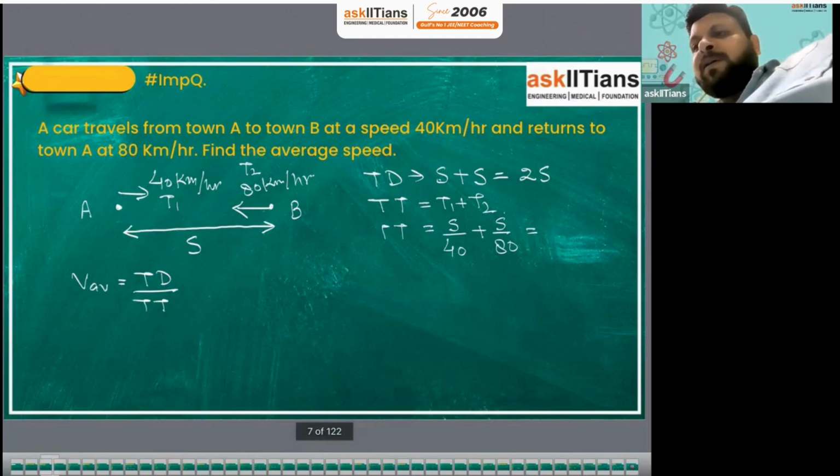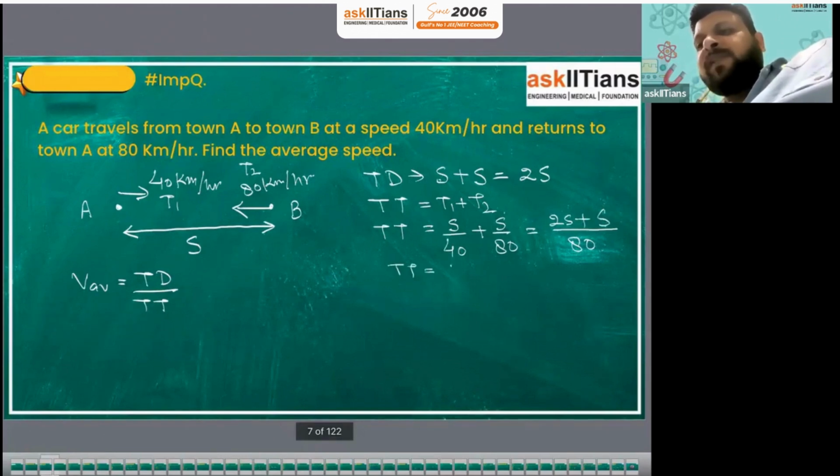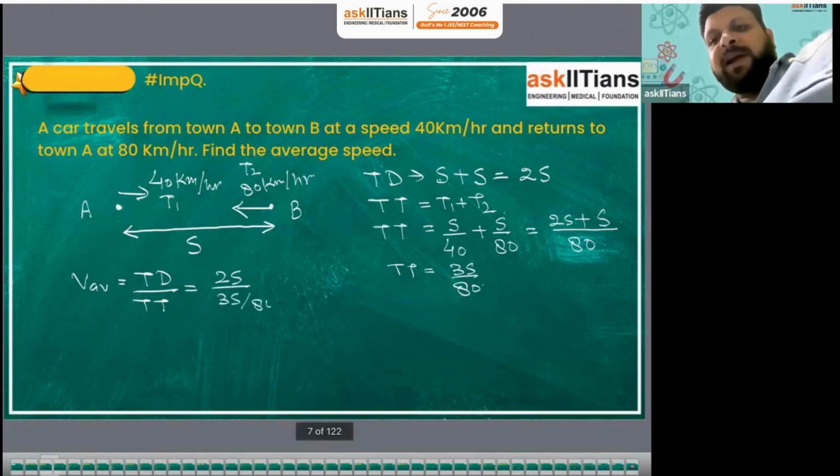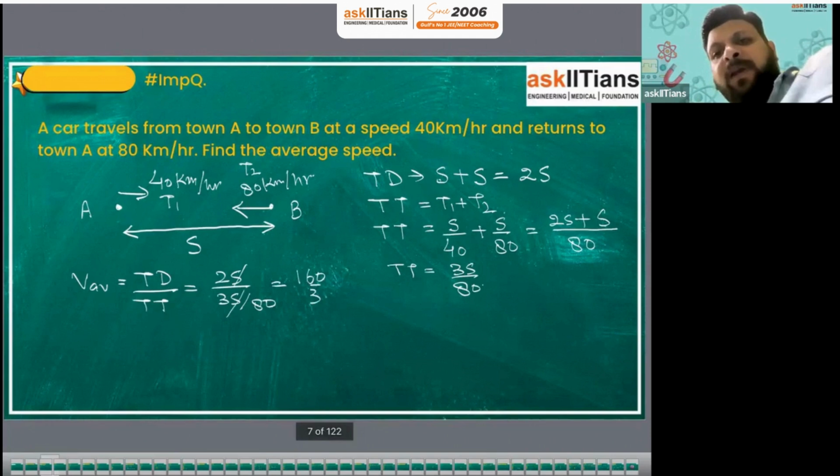You can take LCM of 40 and 80, which is 80. So this will be 2S plus S. So total time is nothing but 3S upon 80. Now you can put this value here. So this will be 2S upon 3S divided by 80. S will be cancelled, and finally you have 160 upon 3. So now average velocity is 160 upon 3 kilometer per hour.